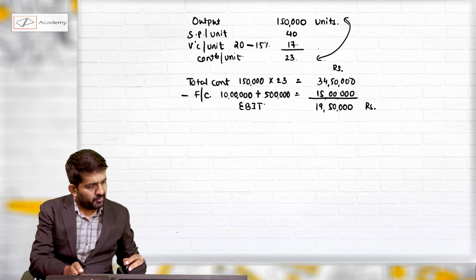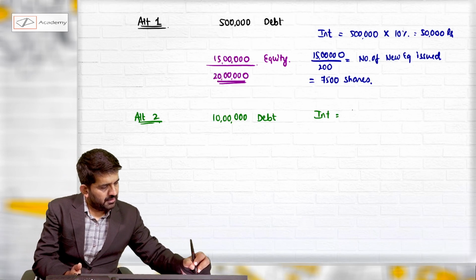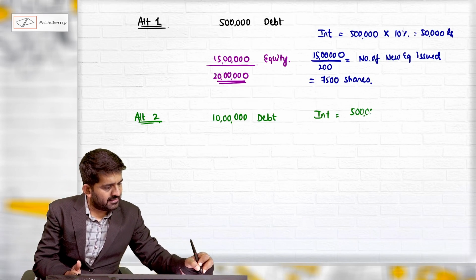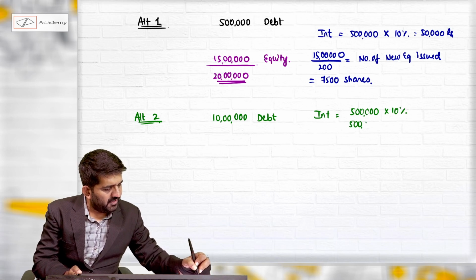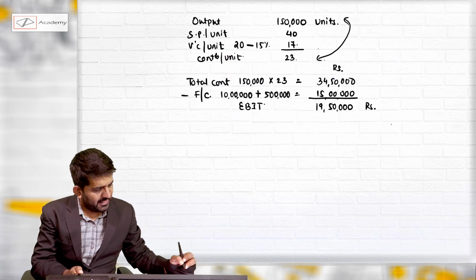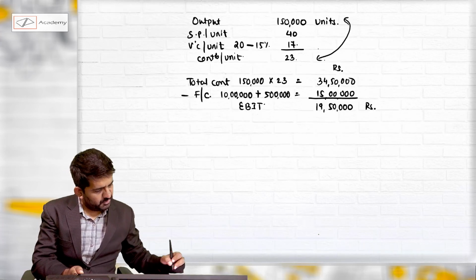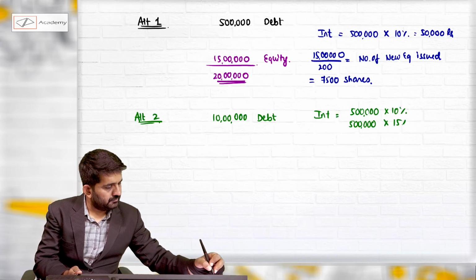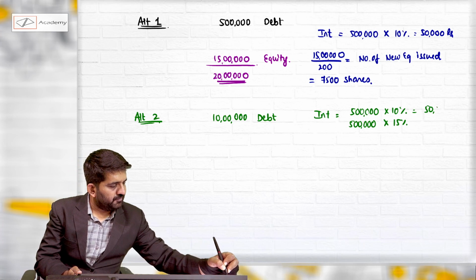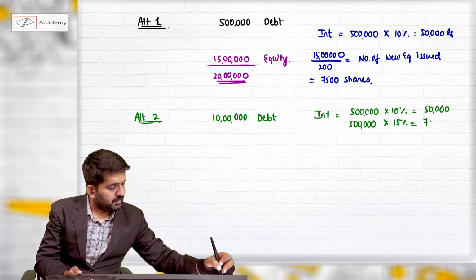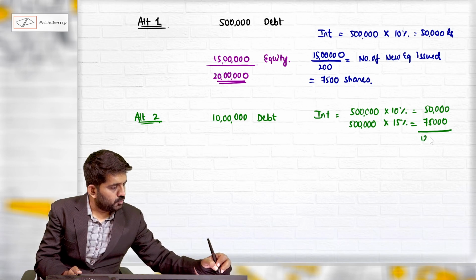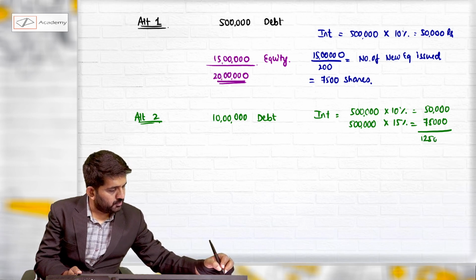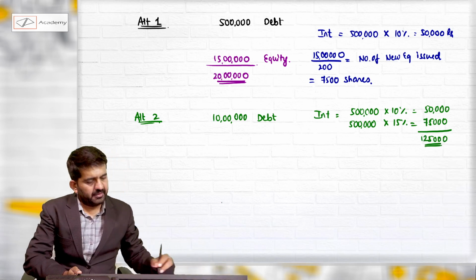We are borrowing total 10 lakhs rupees, but on first 5 lakhs I will apply 10%. On remaining 5 lakhs I will apply second slab. And which is the second slab? Is 15%. So this is 50,000. This is 75,000. This is 1,25,000 will be nothing but interest.